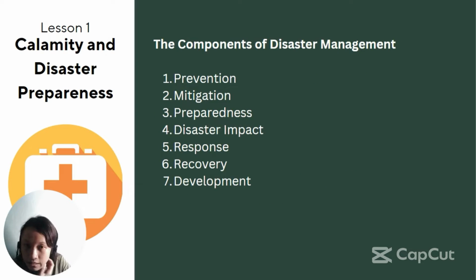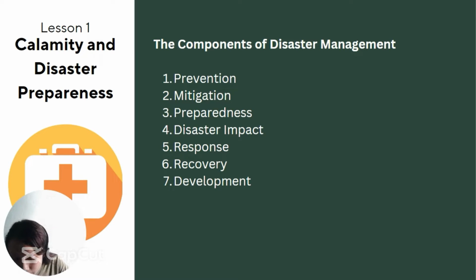Next is the components of disaster management. Number 1 is prevention. Prevention means stopping the disaster from happening at all. And then number 2, mitigation. This means how to make a disaster's effect not too severe or serious. Then number 3, preparedness, which is how to be ready when something happens.